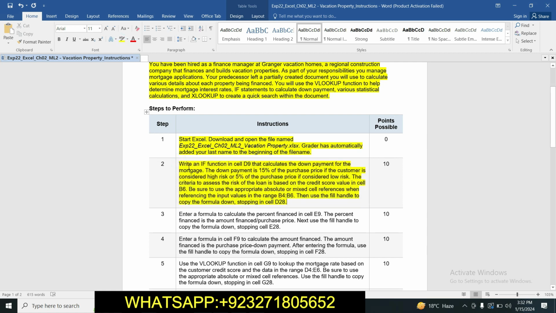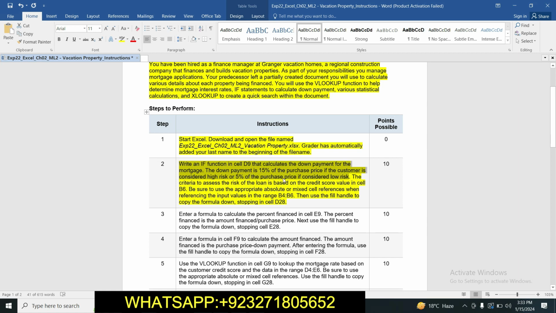Step number 2 is about writing an IF function in cell D9 that calculates the down payment for the mortgage. The down payment is 15% of the purchase price if the customer is considered high risk, or 5% of the purchase price if they are considered low risk. Here it says that we have to enter an IF function in cell D9 that will calculate our down payment for the mortgage.